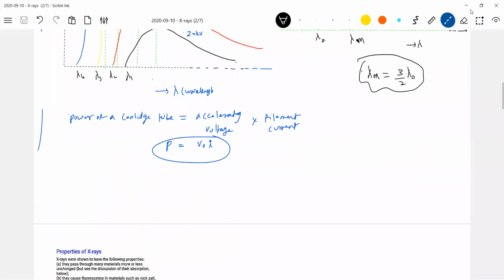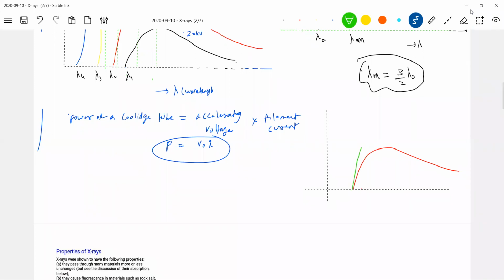No, let me go for increasing the filament current. What will happen to the cutoff wavelength? It will remain as it is. Then slightly it will increase, not something like that, it will be like this. And the peak at which intensity is maximum will remain as it is. Only thing is I'm increasing the intensity. The cutoff wavelength will be as it is.